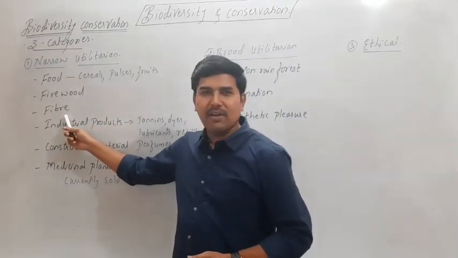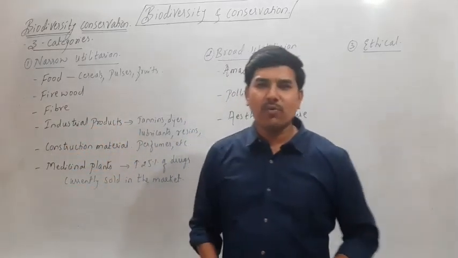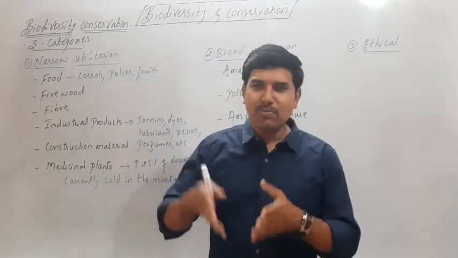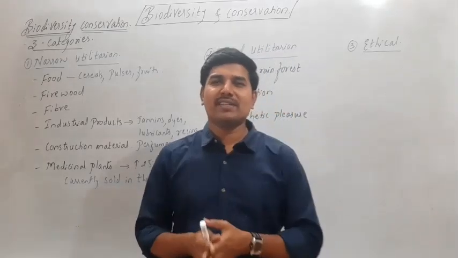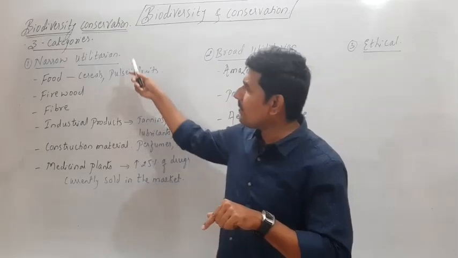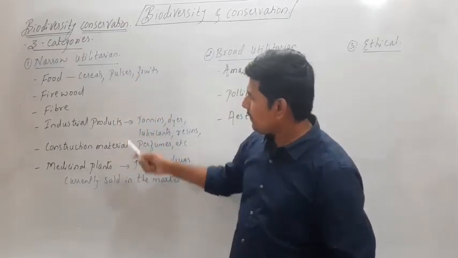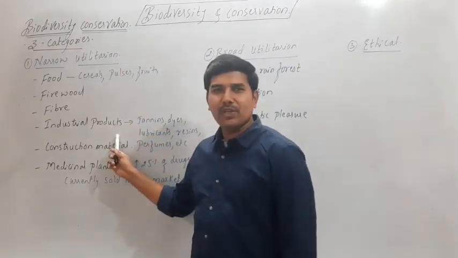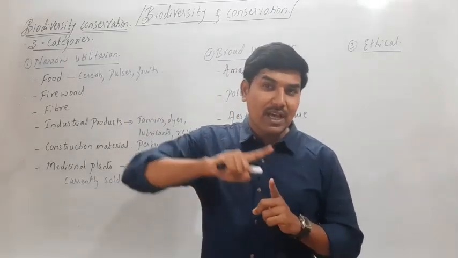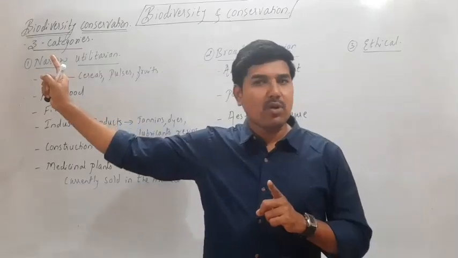Then fiber. From many plants like jute, we extract fibers, and these fibers are commercially exploited. Jute plantation, again we do the plantation. That means we are conserving that species. This is what is called biodiversity conservation. The next one, industrial products. Industries will produce a lot of products, and industries will produce them in large amounts, not in a small amount.